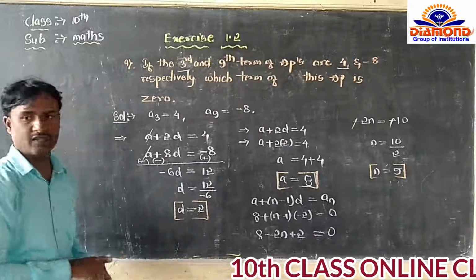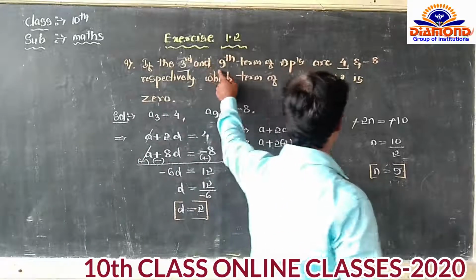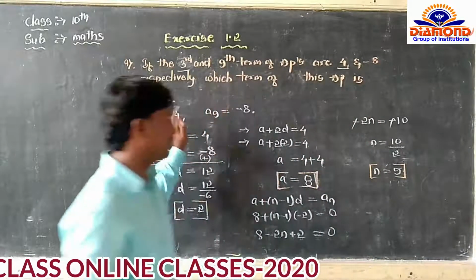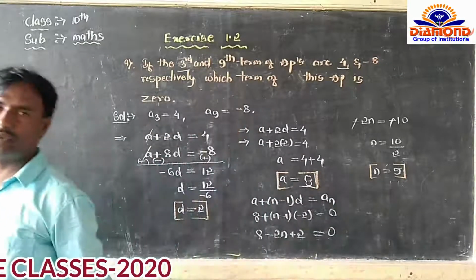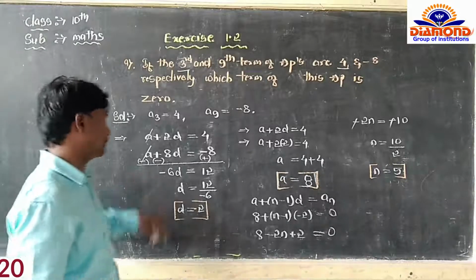Given AP, in this form of the AP, which term will be 0? That is, 0 is the fifth term, dear students. I thought you understood this question very well. But one more time I will explain this solution, dear students.